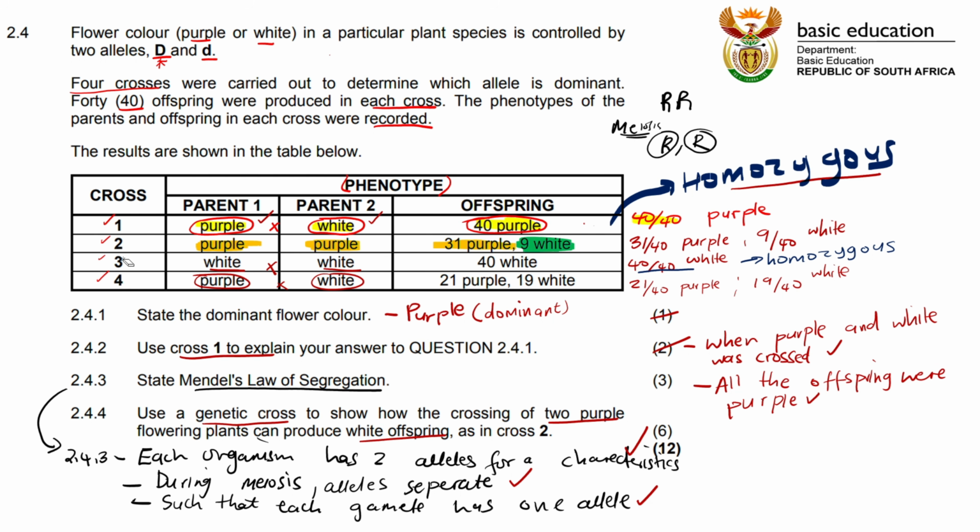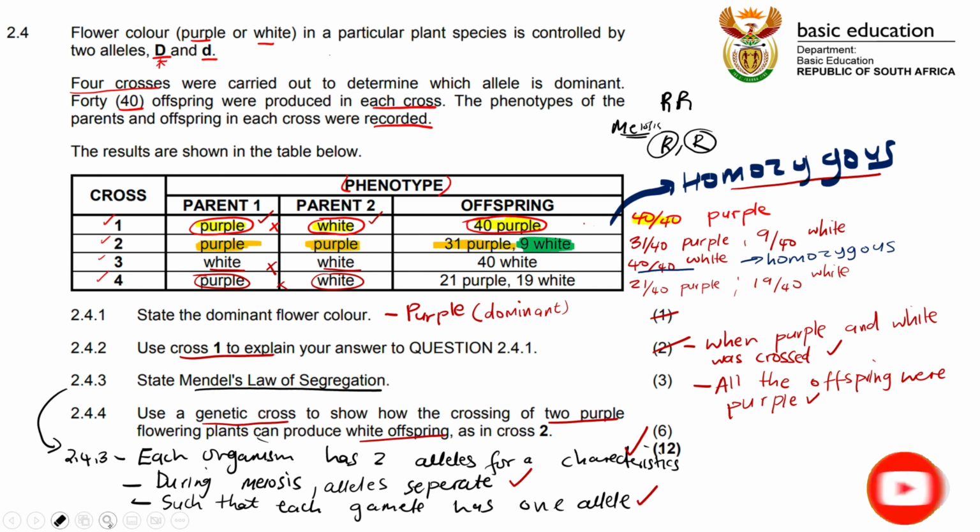But here, in cross number 2, all of the parents are purple. They have the same phenotype, but they are able to produce purple and white. So it means that must be a heterozygous condition. They must be in a heterozygous condition for them to do that.